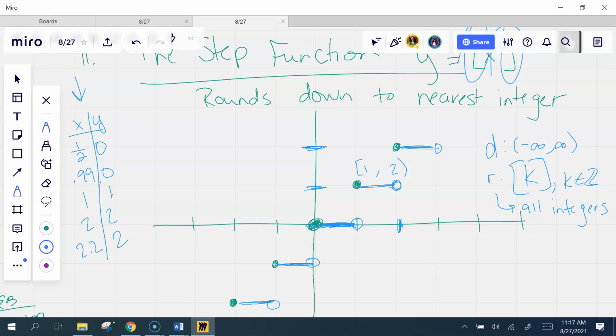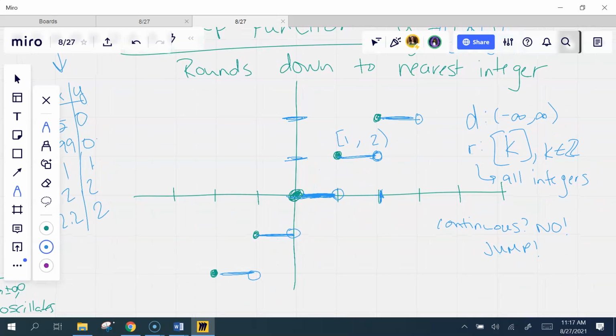How about, is it continuous? No, it's a jump. Because it says continuous, why or why not? So I want to make sure I give it to you the same way you're going to be asked it.